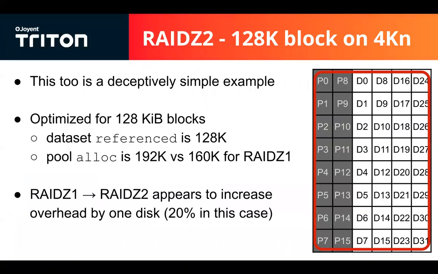So RAIDz 2, kind of the same story. I've added another parity disk here rather than reducing the number of data disks. We now need 192K for storing 160K. We charge reference to 160K, and the pool's alloc and free change by 192K.